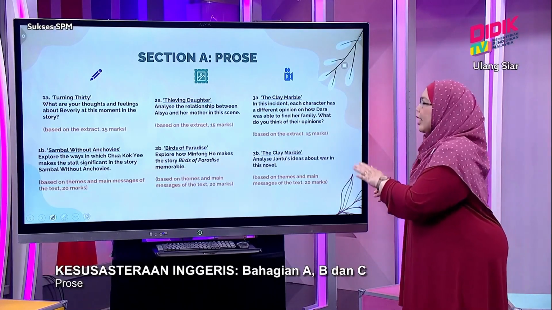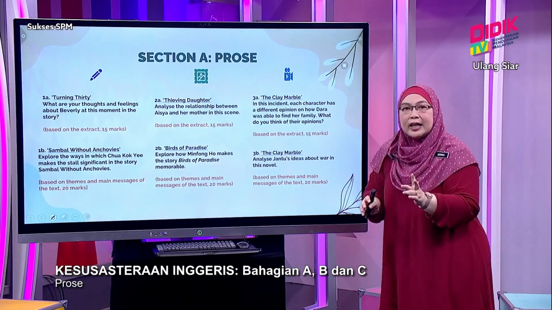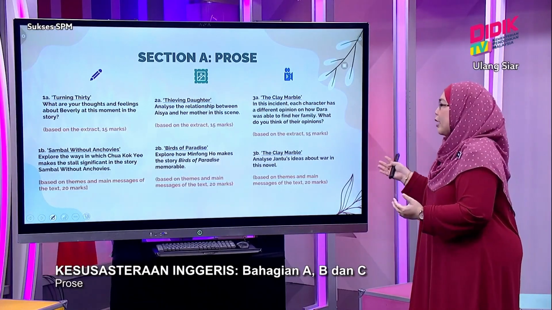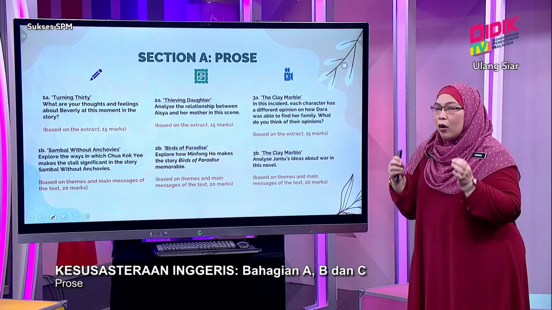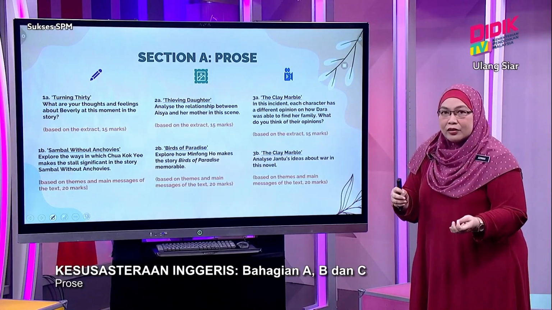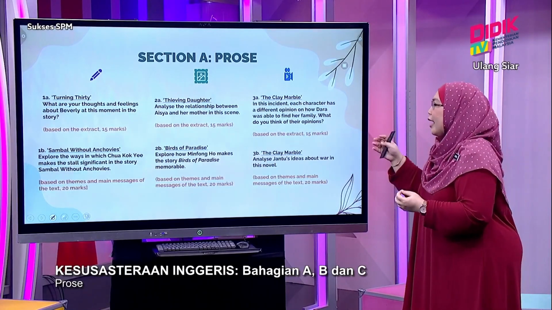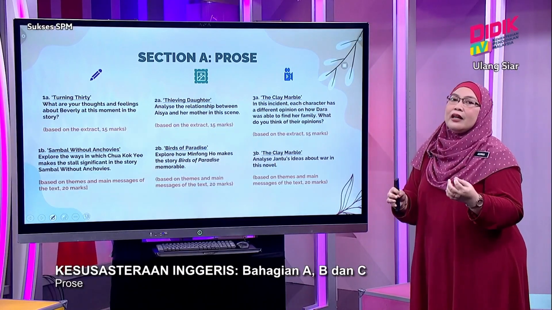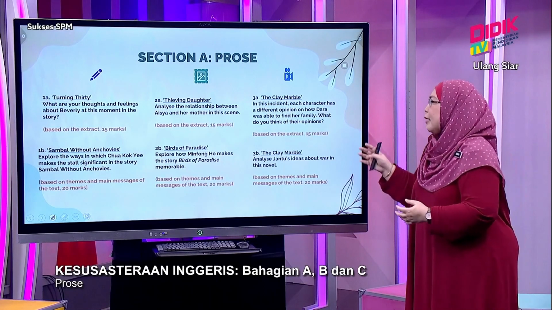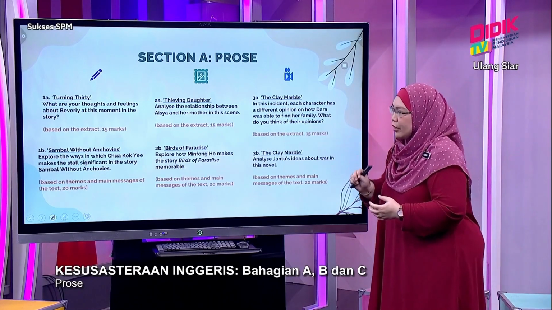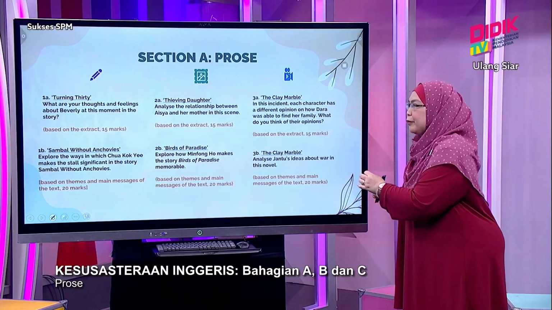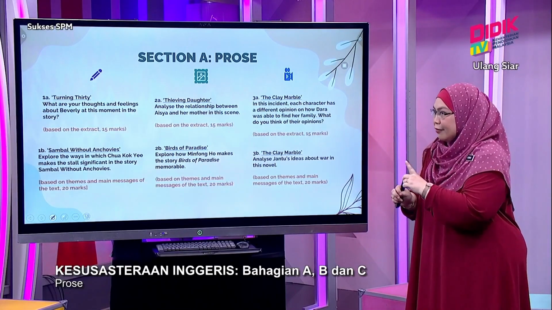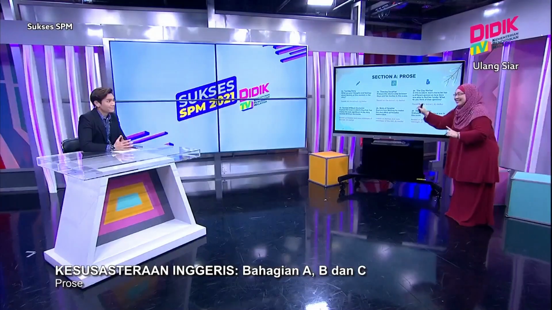Moving on, if you're looking at the B questions, you will realize they also have something in common. They are 20-mark questions, and they all are questions that are based on the main ideas, the main messages, and the themes found in the text. So for example, if you're looking at Sambal Without Anchovies by Chua Kok Yi, you've got there the dynamics of Hanif, if I'm not mistaken. That's the protagonist in this short story.